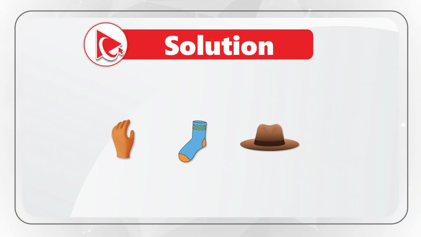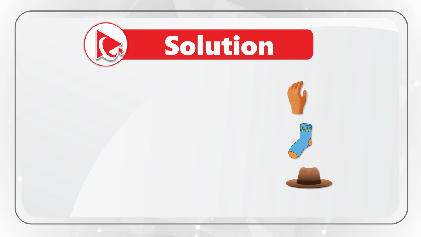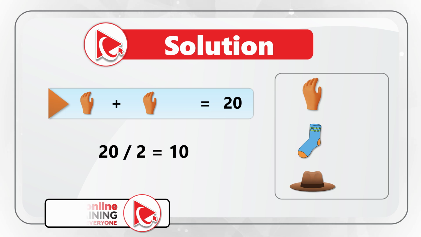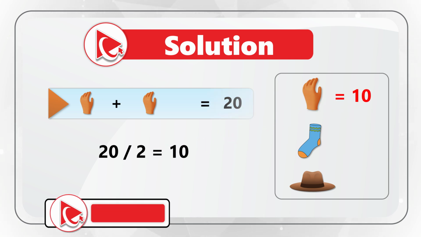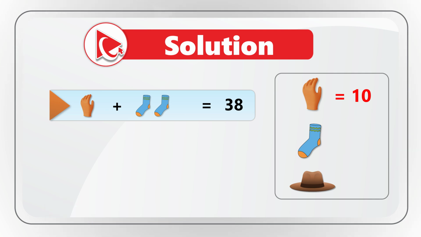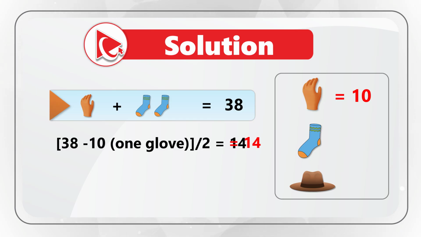You need to find the numbers for glove, for sock, and for the hat. Let's look at each expression in more details. Since 2 gloves equals 20, 1 glove is equal to 10 because 20 divided by 2 equals 10. Let's go to the second expression. 1 glove and 2 socks equals 38. Let's do the math to calculate what's the value of the sock. 38 minus 10, which is the calculated value for 1 glove, and then divided by 2 equals 14, which means that the numerical value associated with 1 sock is 14.